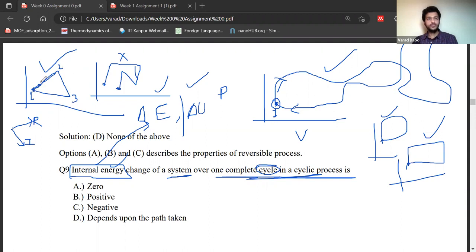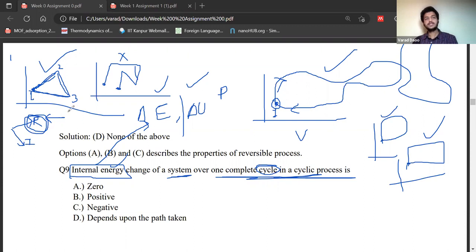So 1 to 2 is one process, 2 to 3 is another process, and 3 to 1 is again another process. So if all the processes in a cyclic process are reversible, then we say it's a reversible cycle. So this is what will come in.